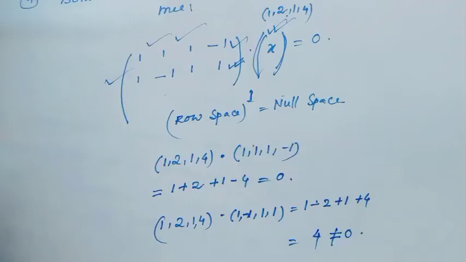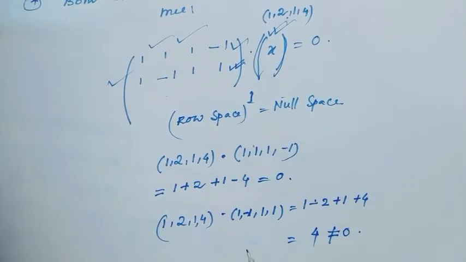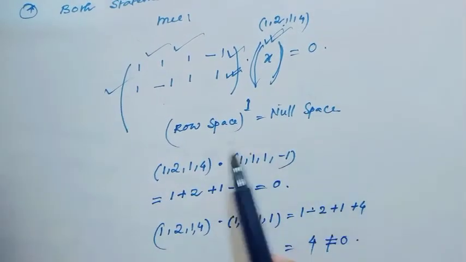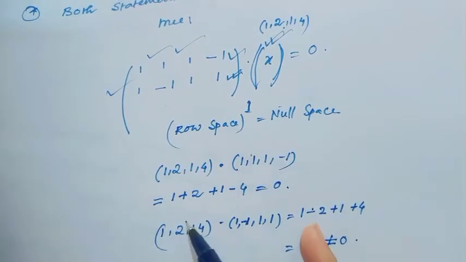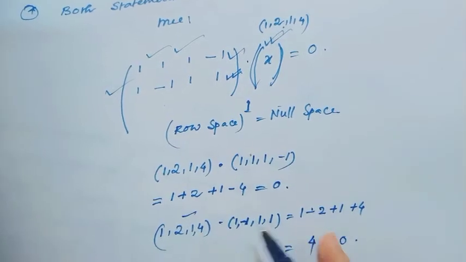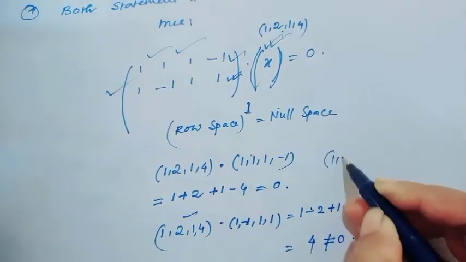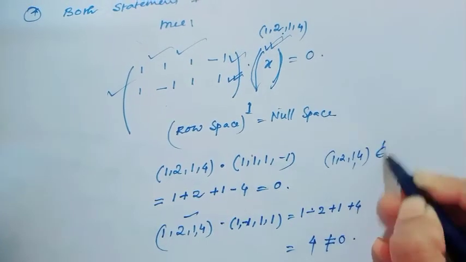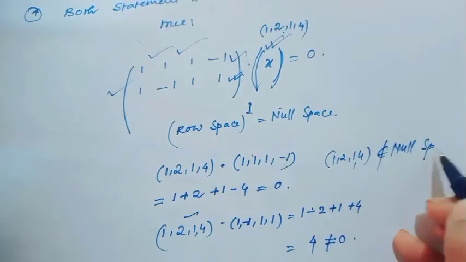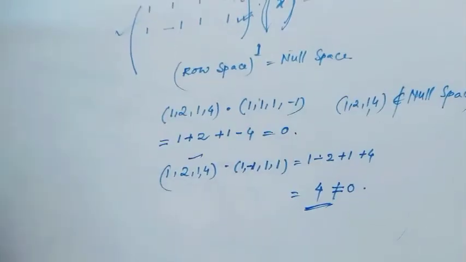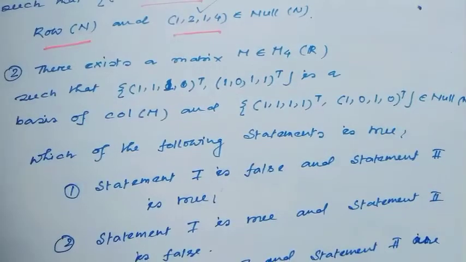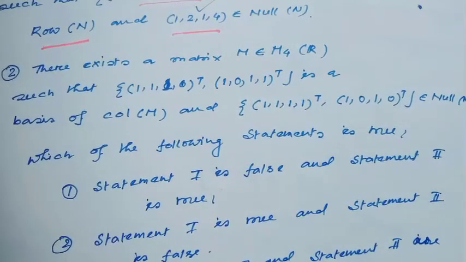So obviously, since the null space is the orthogonal complement of the row space, this vector (1, 2, 1, 4) is not in the null space, because here the dot product is not equal to 0. So obviously statement 1 is a false statement. Now I will see if statement 2 is true or false.